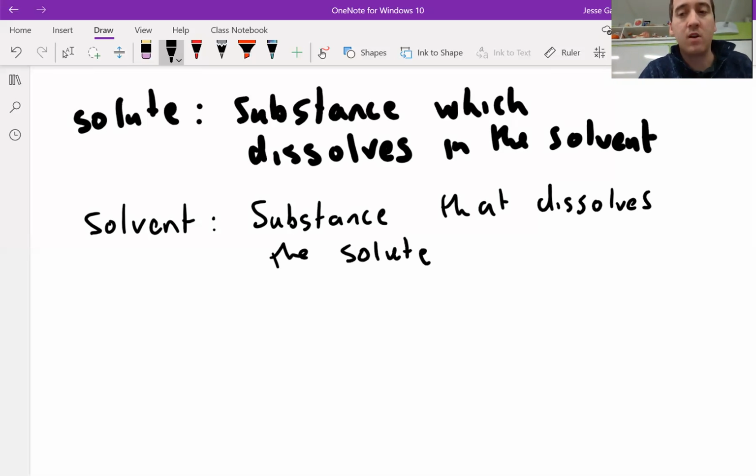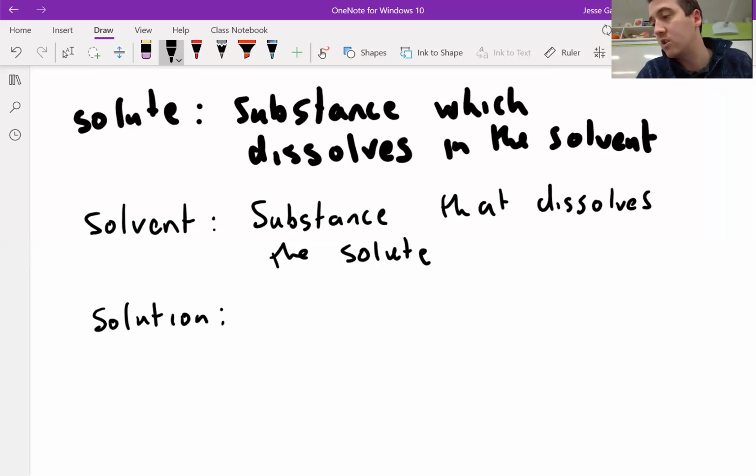Sometimes when water gets polluted, the oxygen gets used up. So all the dissolved oxygen gets used up, and then the fish have no oxygen to breathe. So it's really important that gases as well as solids can dissolve in liquids, in solvents. Sometimes the solute will be a gas, but in most solutions that we're talking about, the solute will be a solid.